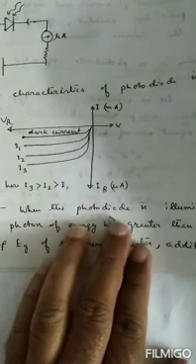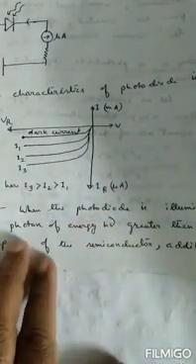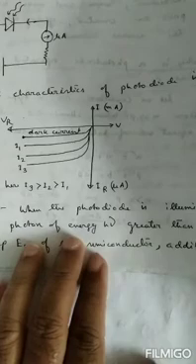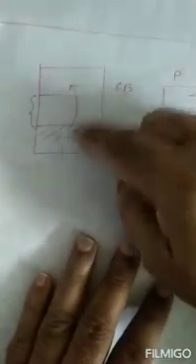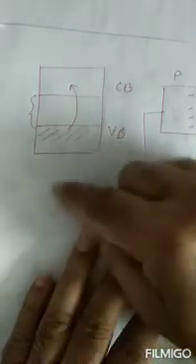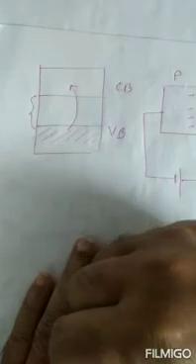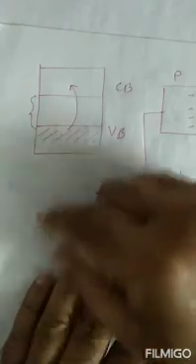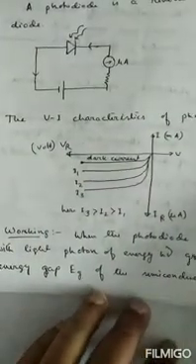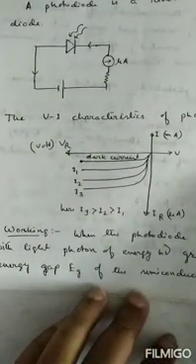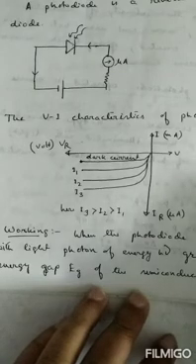So again, I want to repeat it. When a photodiode is illuminated with light energy having photon energy h nu greater than the energy gap between the conduction band and valence band of that semiconductor, the electron makes a jump from the valence band to the conduction band. As a result, a free electron is created in the conduction band and a hole is created in the valence band.